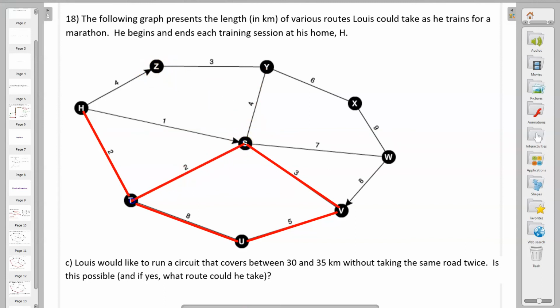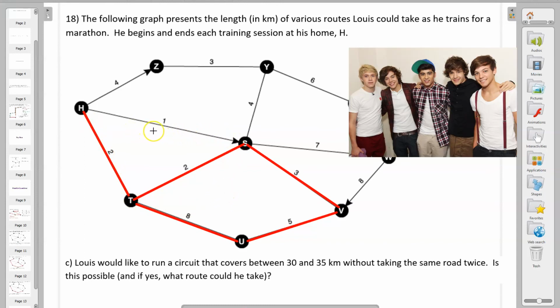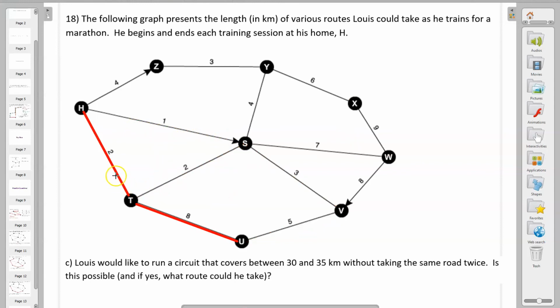Well, I could go back to T, but we've also been told that Louis doesn't want to repeat any roads, so we don't want to go back along this road. So it looks like going out in this direction doesn't really work for us because there's only one direction you can go. You can only get out from H that way, but you have no way of coming back. So that tells us we're going to have to use one of these directed edges that heads away from his house as the starting point.